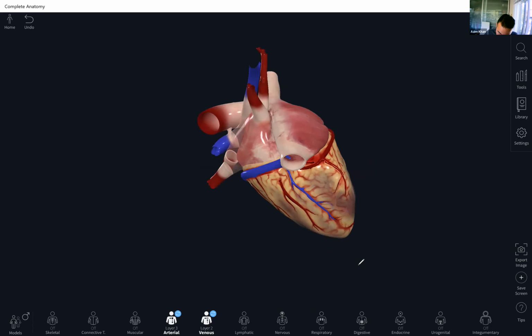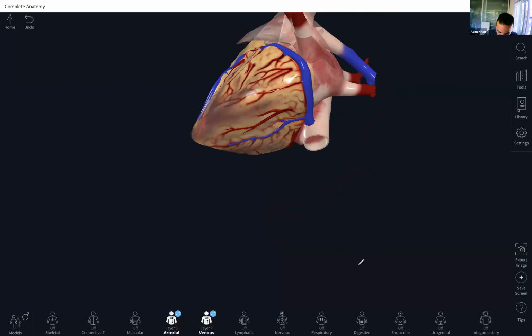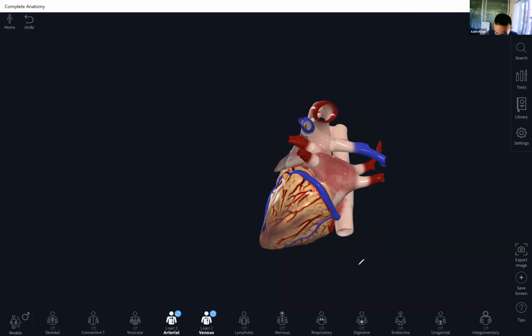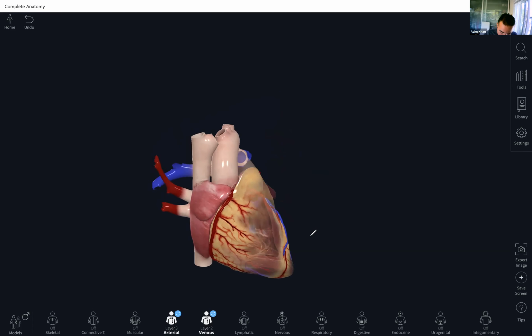Sorry. We're in a posterior view right now, and the circumflex branch continues here on the posterior side and branches into capillaries. Those are the arteries. Let's go back to an anterior view. The veins.